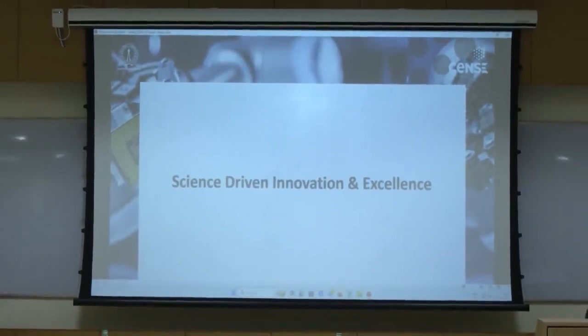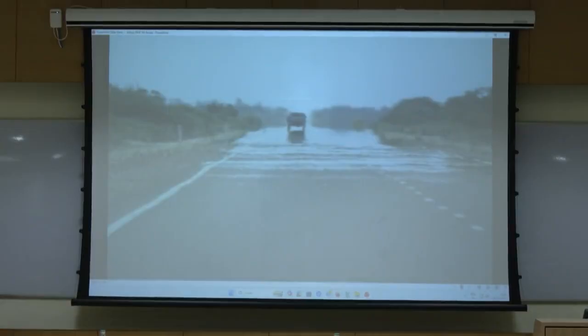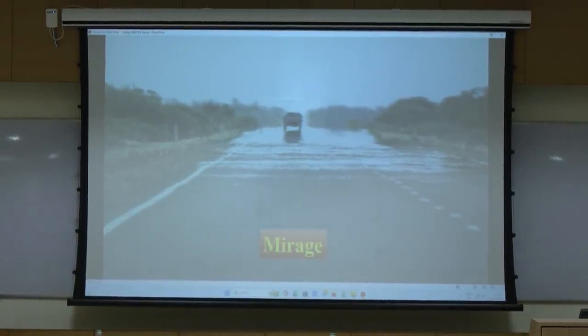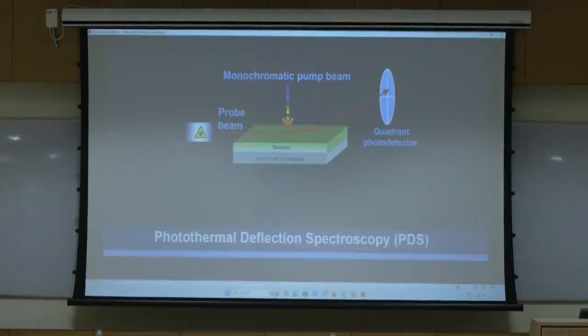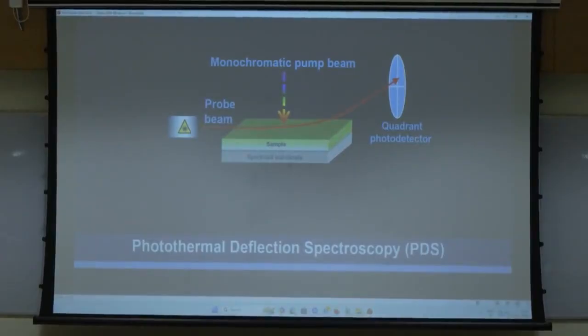Science-driven innovation was one of the main themes here. If you look at this image, what you're looking at is a road, and there is a car down the road, but it's kind of lost in some elusive nature. This is what we call a mirage, and we use this mirage to detect defects in semiconductors. That's the core work that I do here. This is called photothermal deflection spectroscopy. We have set this up as a capability at IISc, and this is the only one that exists in India, and probably the only one in Asia as well.